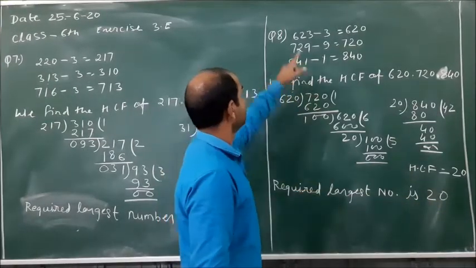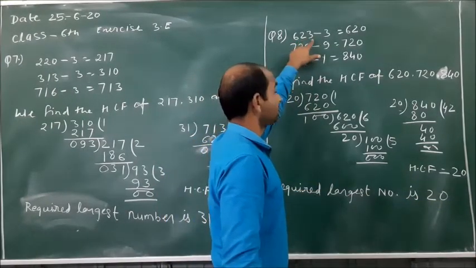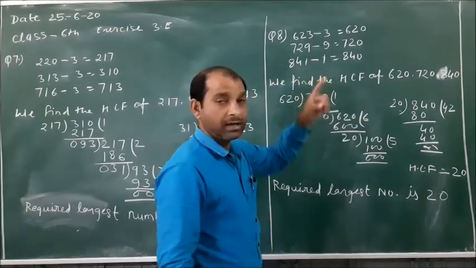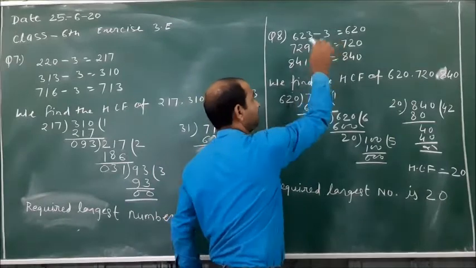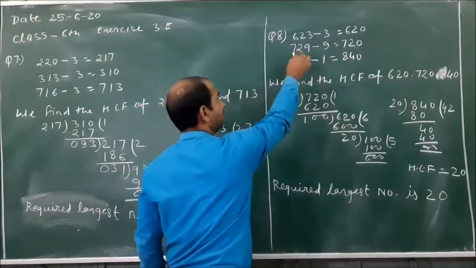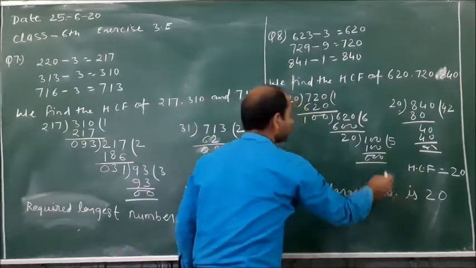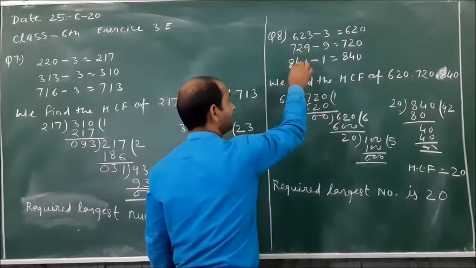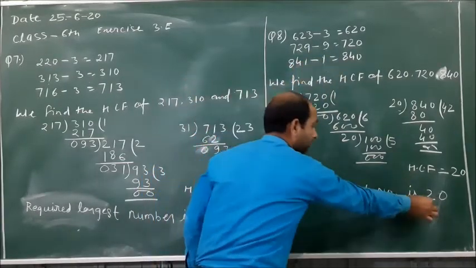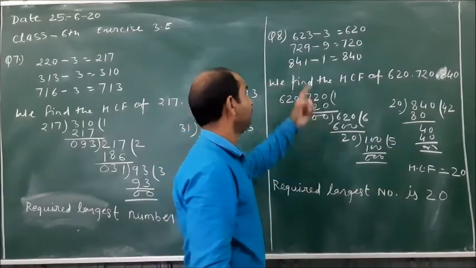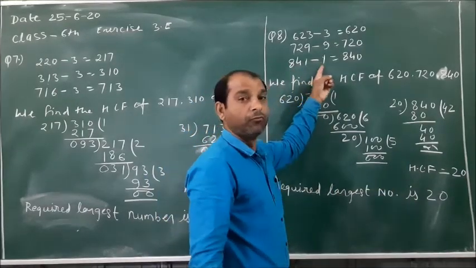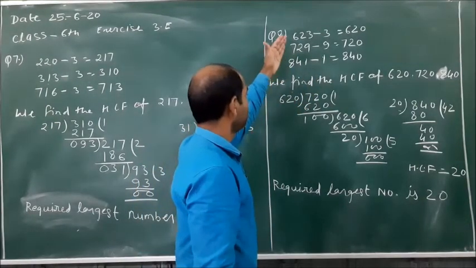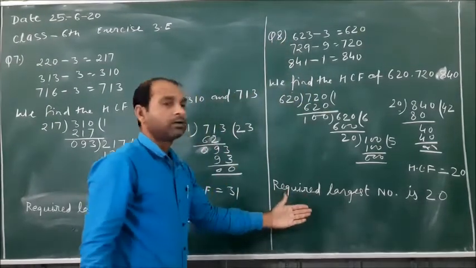When we divide 620 by 20, then we find the remainder 3. When we divide 729 by 20, then we find the remainder 9. When we divide 841 by 20, then we find the remainder 1. You can check also in the rough notebook, but this question is completed.